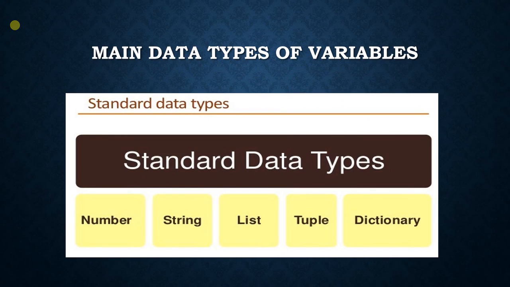Now there are 5 different standard data types in Python. They are numbers or integers, strings, lists, tuples, and dictionaries. These are the 5 main standard data types of Python. In our first few sections, we'll be mainly dealing with numbers and strings. We will move on to lists, tuples, and dictionaries later in the course. So for now, we will deal with numbers, that is integers, and strings.